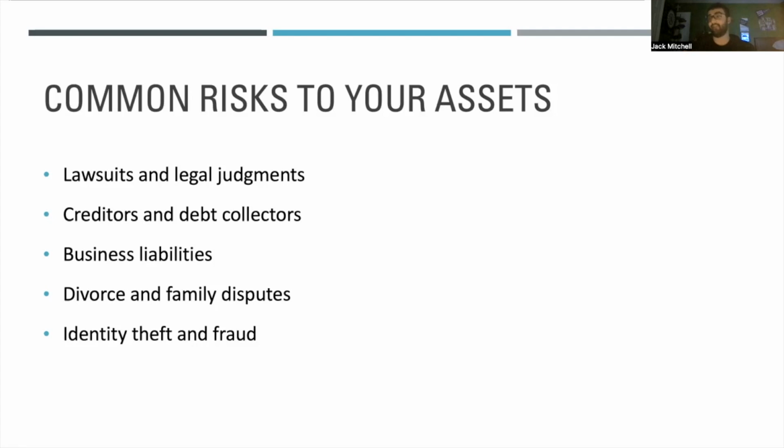Creditors and debt collectors. Another common risk is simple: creditors and debt collectors. Asset protection strategies such as homestead exemptions and offshore accounts, which I'll talk about a little bit later in this workshop, can help protect an individual's assets from creditors and debt collectors. Business liabilities. Individuals who own a business are exposed to a variety of liabilities. Asset protection strategies such as incorporation and LLC formation can help protect an individual's personal assets from business liabilities.